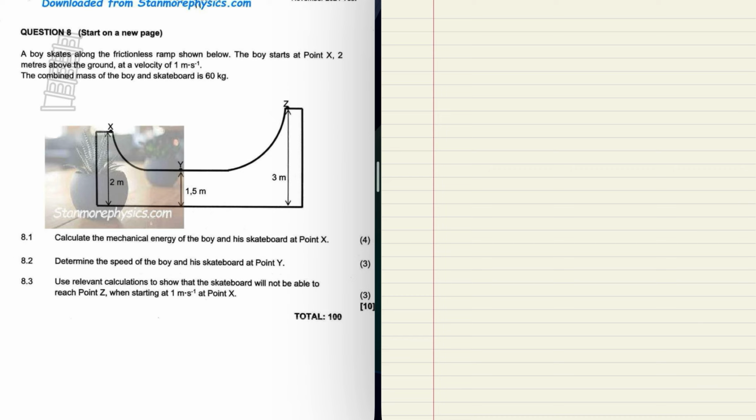Okay, so remember mechanical energy, EM, is equal to the potential energy plus the kinetic energy. So the potential energy is going to be mass times gravity times height. So 60 times 9.8, and X is 2 meters above the ground, plus EK is half mv squared, so half of 60, multiplied by the velocity, they tell us is 1, so 1 squared. And that gives us 1206 joules.